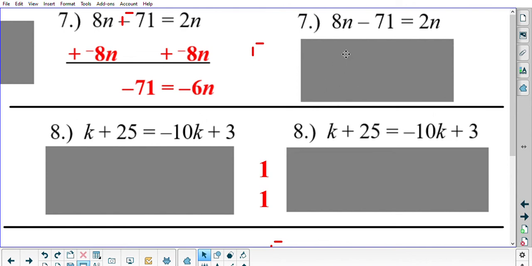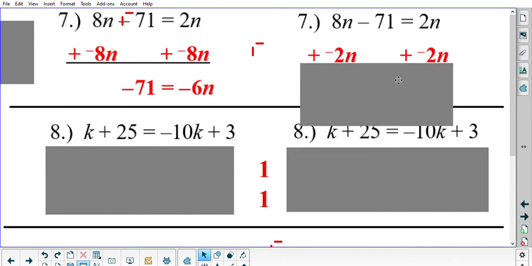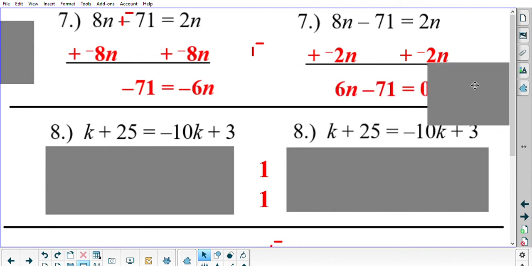Now, if you do it the other way, which I would not advise, you would add negative 2n on both sides. And so that would give you 6n minus 71 equals 0. Now, if you made subtraction become adding the opposite, then you would have plus negative 71n. Same thing as minus 71. In that situation, maybe it's not as helpful to make subtraction adding the opposite. Your choice.